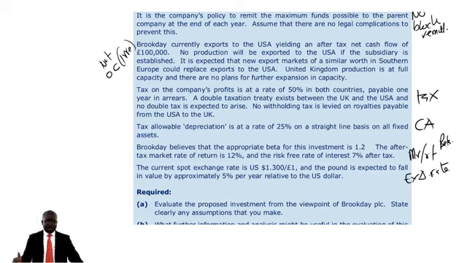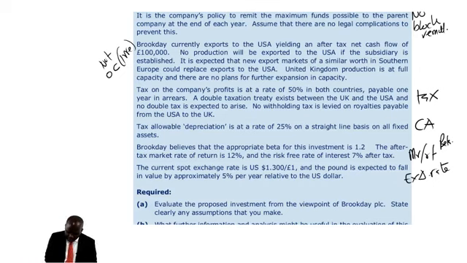Okay, so what am I supposed to think of next? I have to evaluate the project from the viewpoint of the Brogdale company. What should I think of doing? Should I use APV or should I use NPV? I don't see any subsidized loans or issue costs, so my normal NPV should be okay.